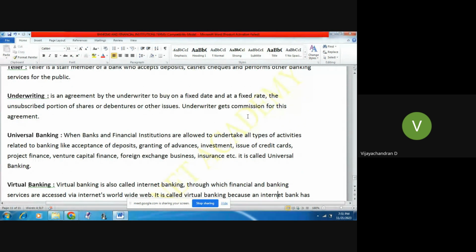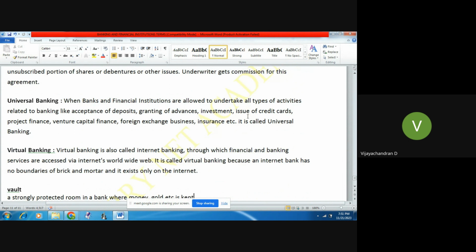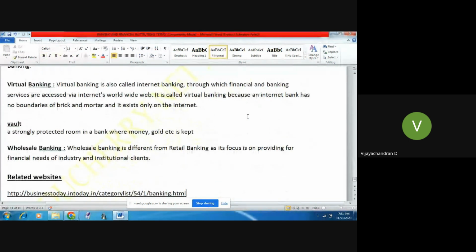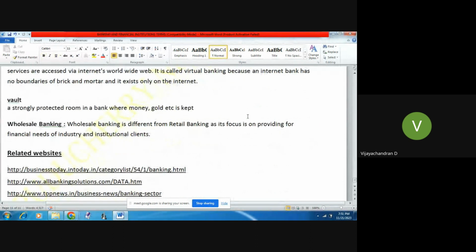Universal banking. They will do all activities. Universal means all: foreign exchange, venture capital finance, seed capital finance, credit cards. So nothing will be left out. I told bank assurance, kiosk banking. All the banking operations coming under the purview, they will do under a single umbrella. That is known as universal banking. Virtual banking as well. Virtual banking is internet banking. Then wholesale banking.